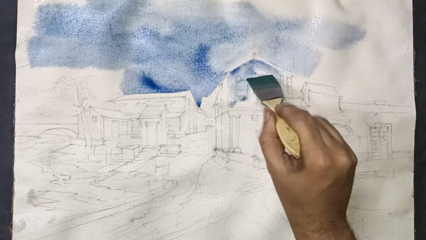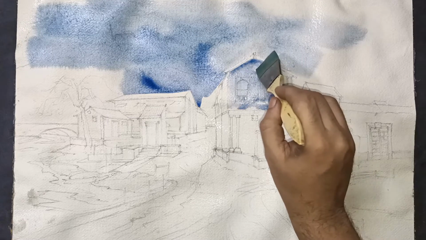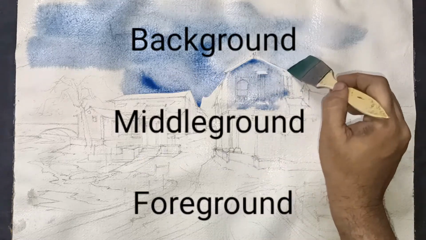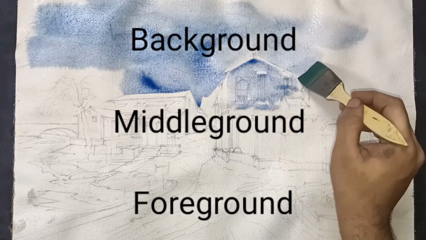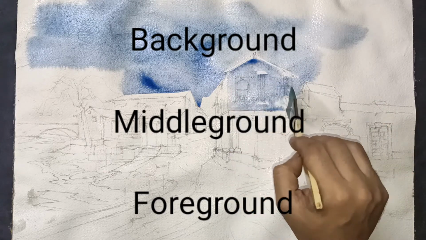So the mention of middle ground brings me to the next point. In almost all my landscapes, you'll find three grounds: the background, middle ground, and the foreground. Currently, I'm working in the middle ground.